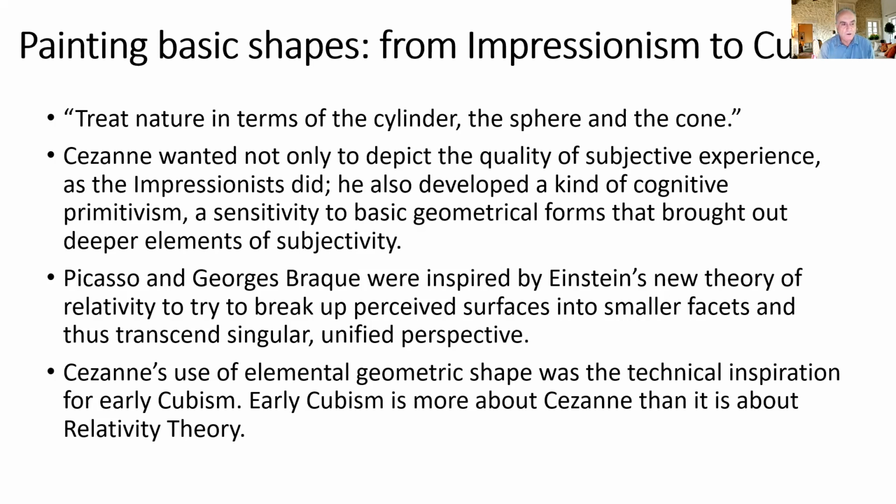So second bullet point, Cezanne wanted not only to depict the quality of subjective experience as the Impressionists did, he also developed a kind of cognitive primitivism. What do I mean by that? There are underlying shapes. Look at the shapes. Is there a sphere? Is there a cone? What is there? And get to that shape and start with that shape. And then you're getting, again, another kind of primitivism, not just the kind of elemental sense that the Impressionists are getting when they show you what it's like to see.